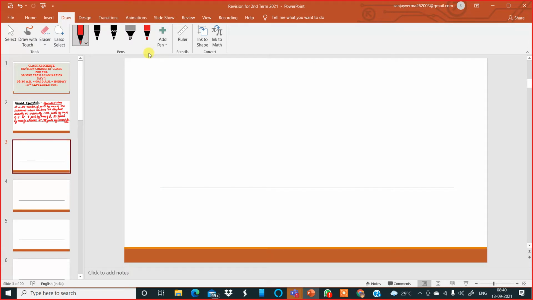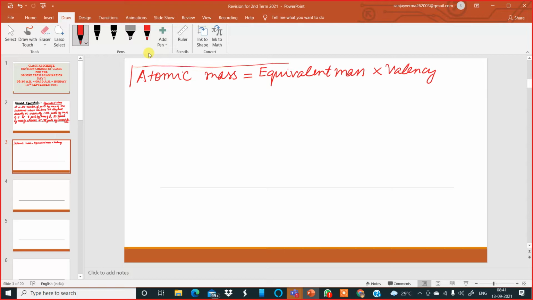Okay. Now the first one over here, the most important formula I'm going to write down is atomic mass. Atomic mass is equal to equivalent mass into valency. Atomic mass is equal to equivalent mass into valency. Please remember this.